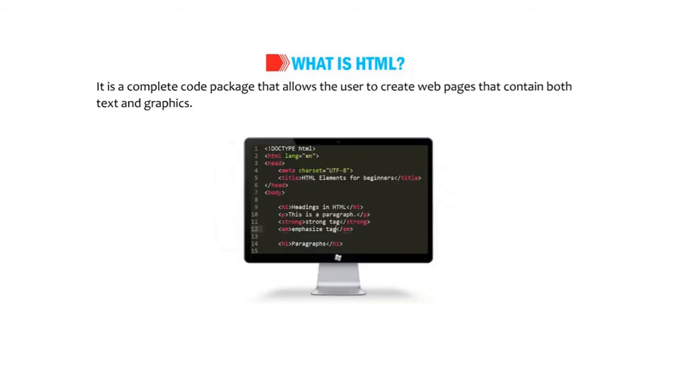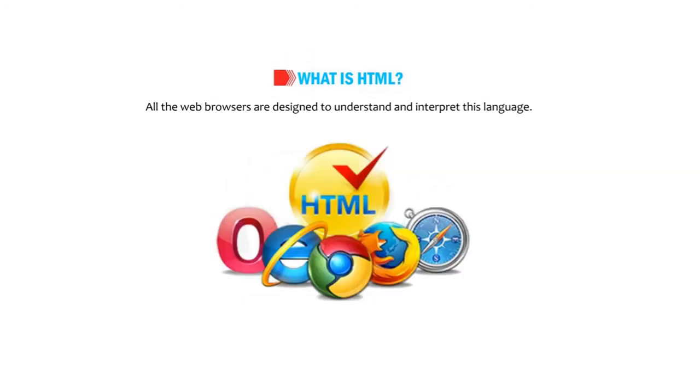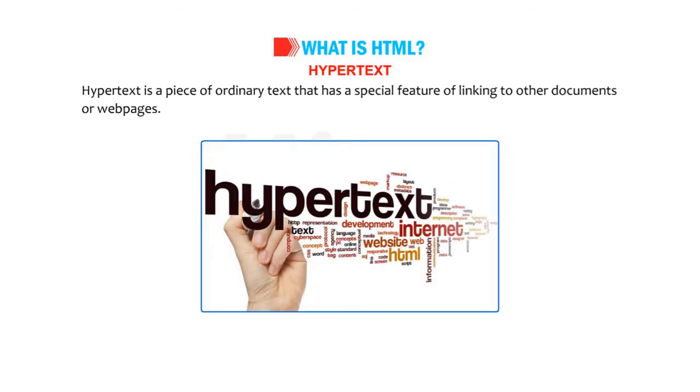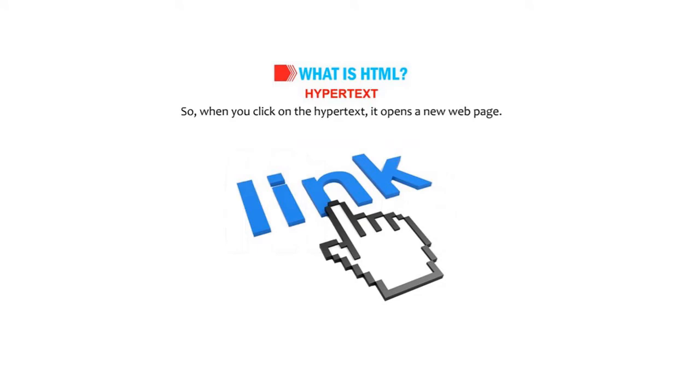It is a complete code package that allows the user to create web pages that contain both text and graphics. All the web browsers are designed to understand and interpret this language. Let us analyze the term HTML. First one is hypertext. Hypertext is a piece of ordinary text that has a special feature of linking to other documents or web pages. So, when you click on the hypertext, it opens a new page.